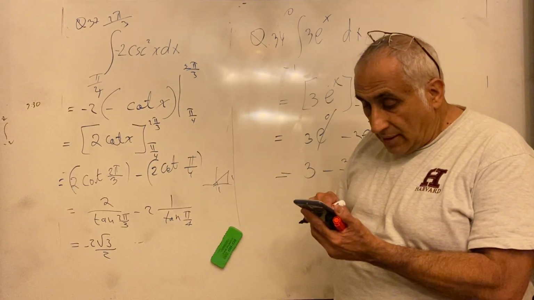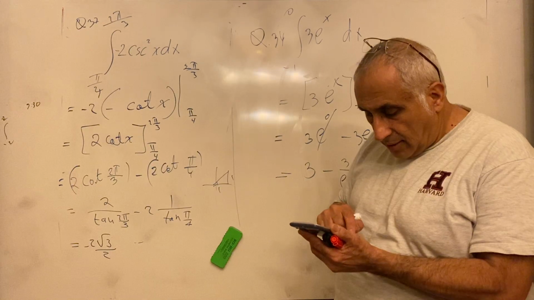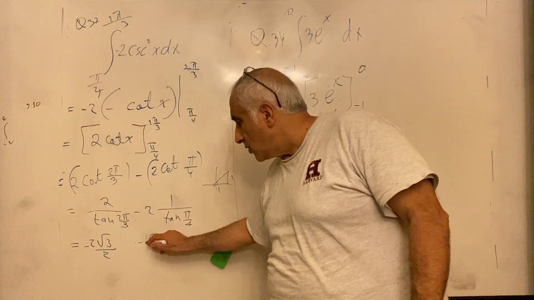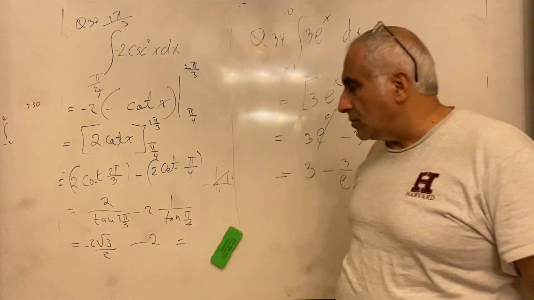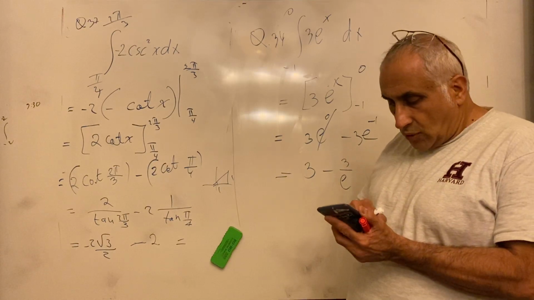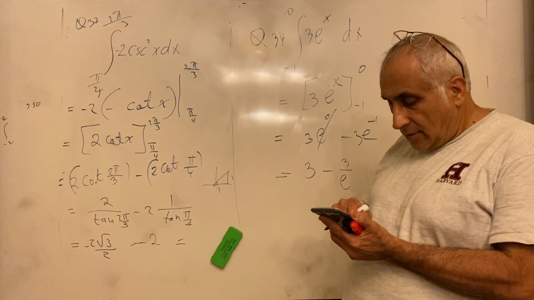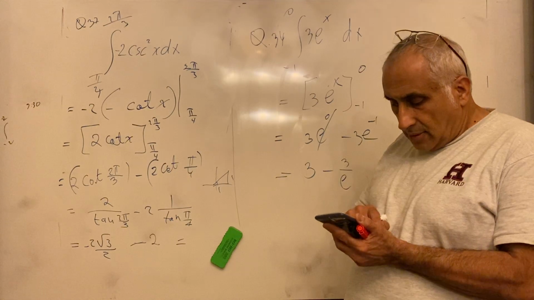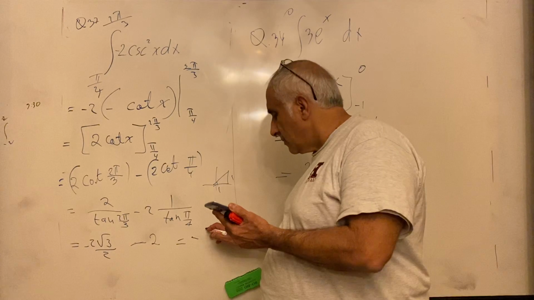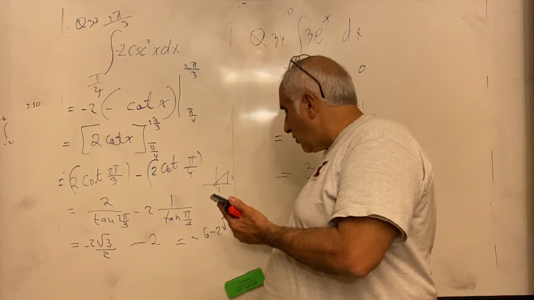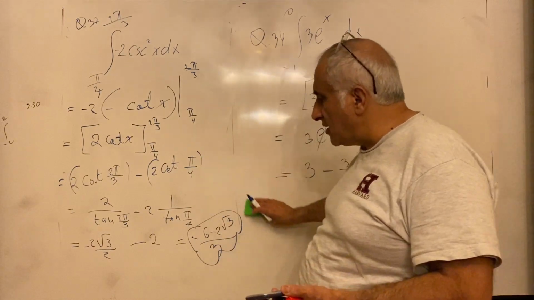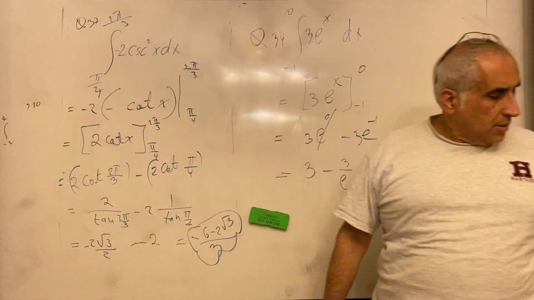So let me double check. Is it true that tangent pi over 4 is 1? 2 divided by 1 is 2. So now what do you need to do? Subtract those two. 2 square root of 3 divided by 3, minus 2. The final answer is minus (6 plus 2 square root 3) over 3. You can leave the answer exact as you wish, or you can use your calculator.